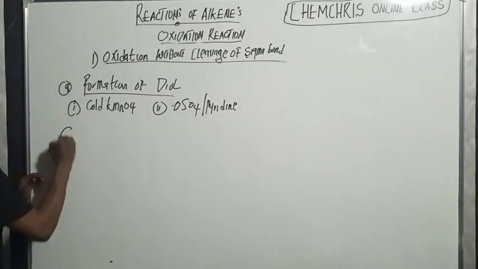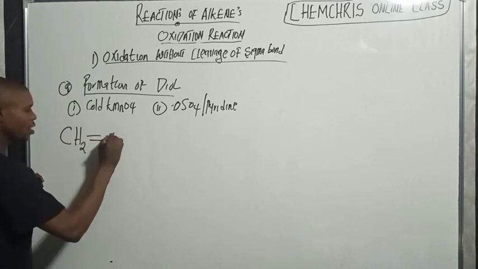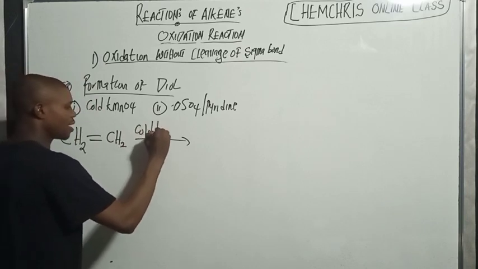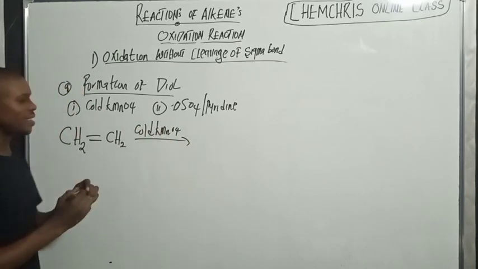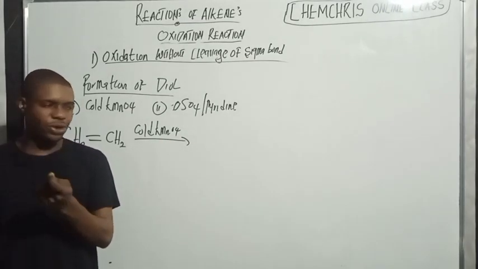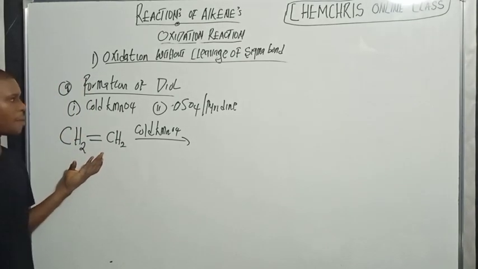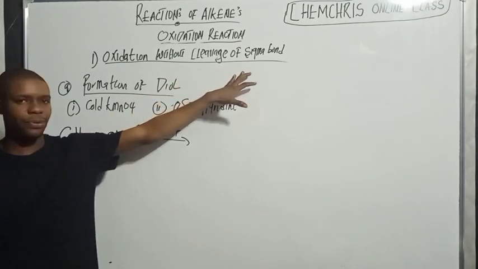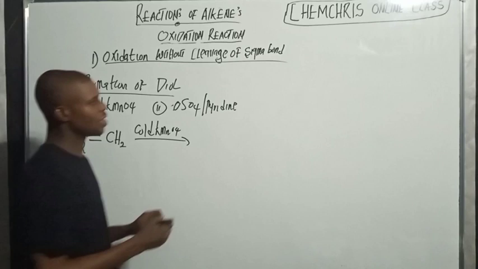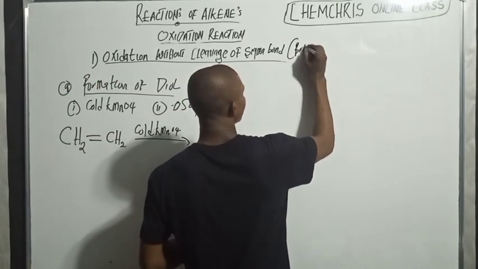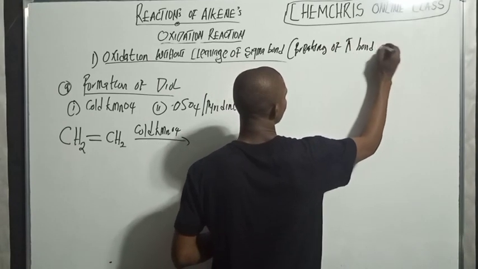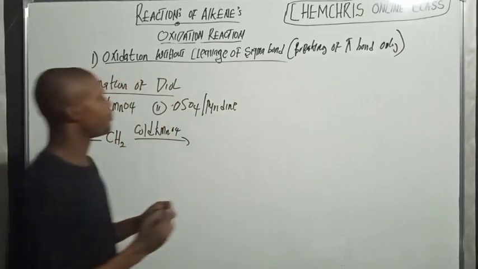If for example here we have CH2 double bond CH2 and you have cold KMnO4, and the temperature is low. We say cold chemical, that is low temperature. Now you're going to form a diol. Remember that this is oxidation without the cleavage of the sigma bond. That is, this involves breaking of the pi bond only. You understand? Breaking of the pi bond only.